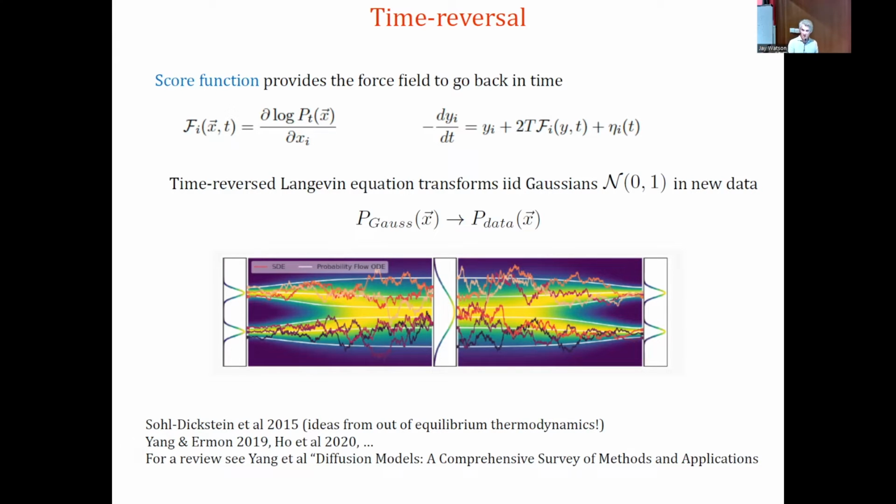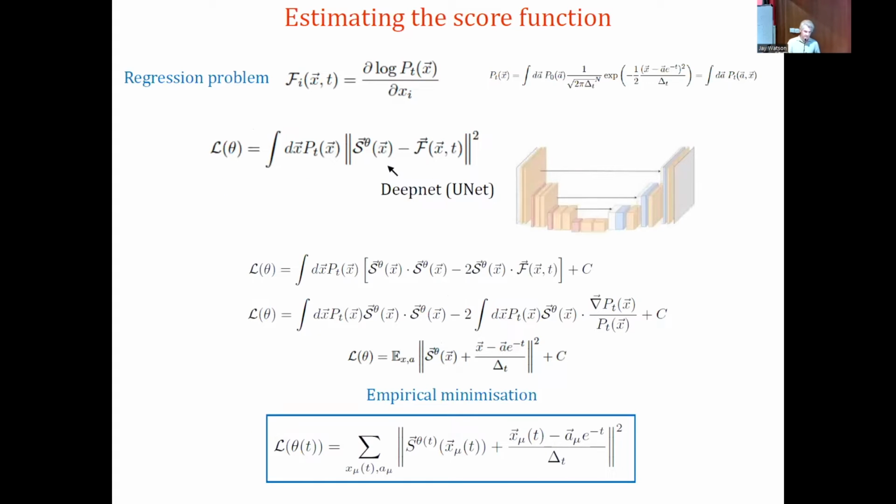So let me tell you now how you learn the score. The idea is the following. You have to learn this function. These are the forces that you have to use. This function is a function in high dimension. If you have data, in principle it's a regression problem in which you parameterize with typically a deep net a function, and then this function should be as much as possible equal to this function f.